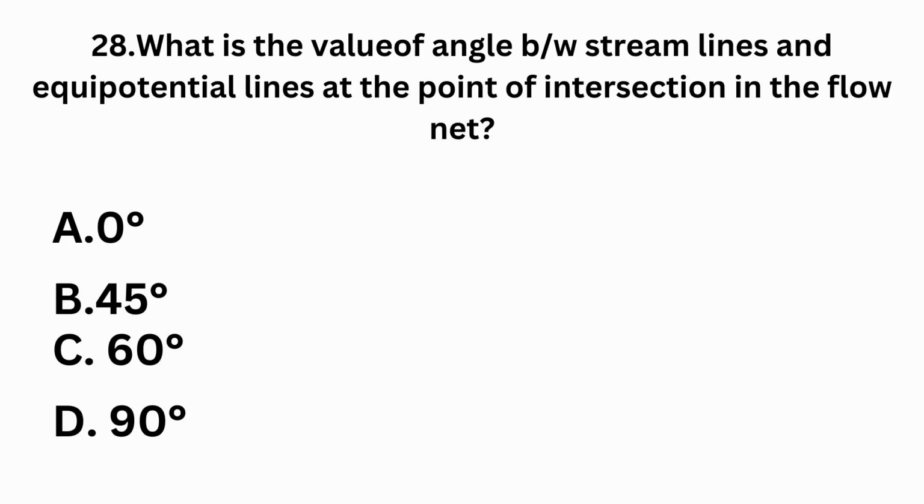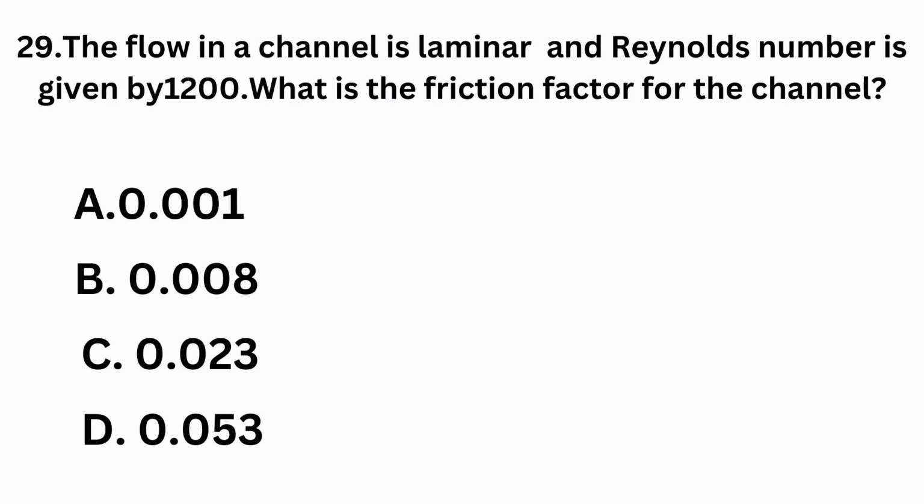28. What is the value of the angle between a streamline and an equipotential line at the point of intersection in the flow net? A. 0 degree, B. 45 degree, C. 60 degree, and D. 90 degree. According to the properties of a flow net, the angle of intersection between each flow line and equipotential line must be 90 degree.